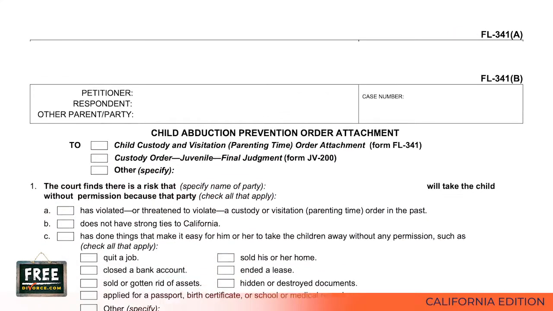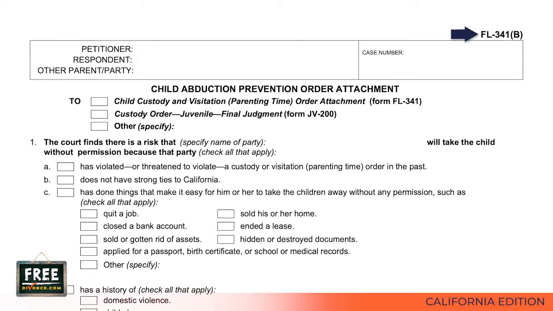What about the FL-341B form? Again, not many people will use this form. It's used when there is a risk that a parent will abduct a child. The form includes various court orders designed to reduce the risk of child abduction.